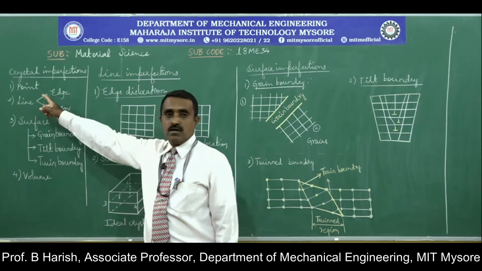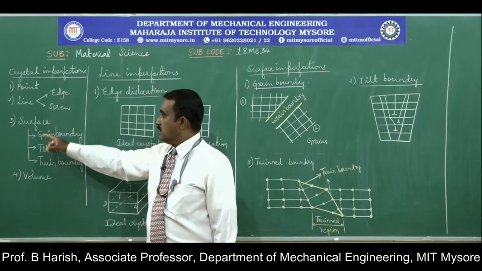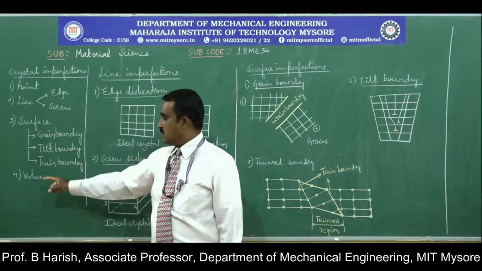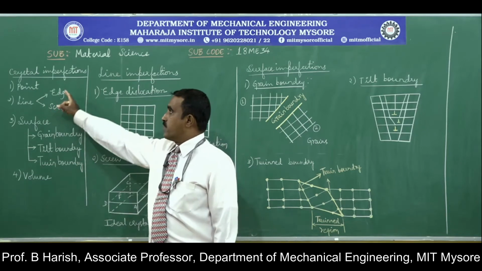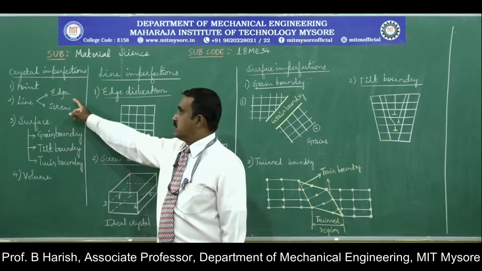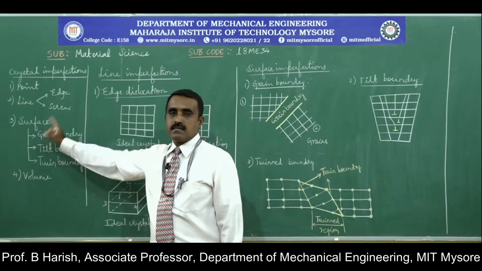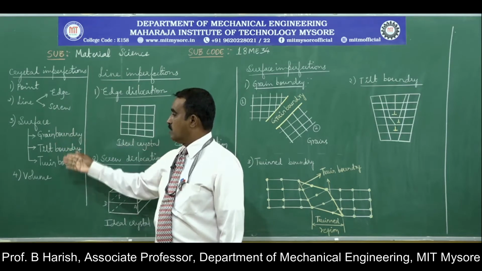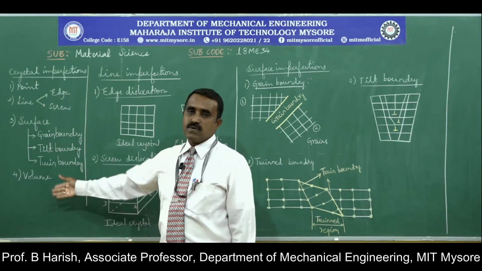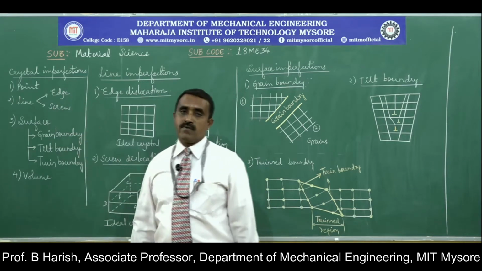First was point imperfection, which was discussed in the previous session. Second is line imperfection, third is surface imperfection, and the last one is volume imperfection. In line imperfection, we have two types, edge imperfection and screw imperfection. Similarly, in surface imperfection we have three types: grain boundary, tilt boundary and twin boundary. The last one is volume imperfections. We'll start with edge imperfection.